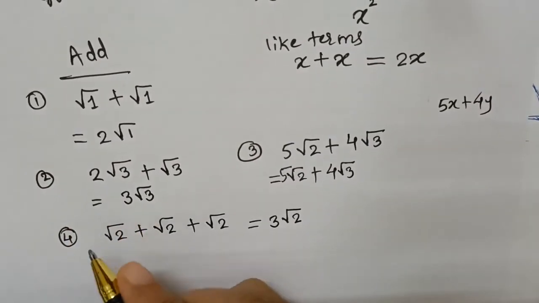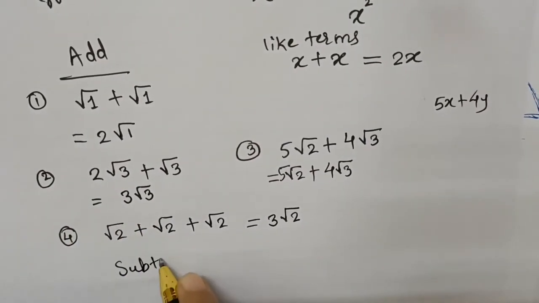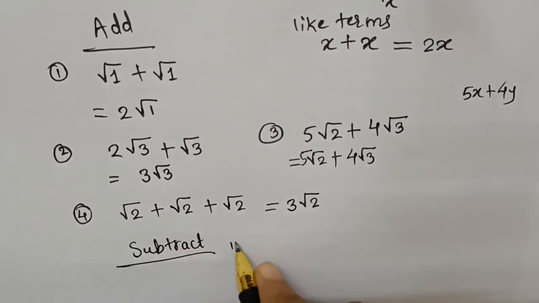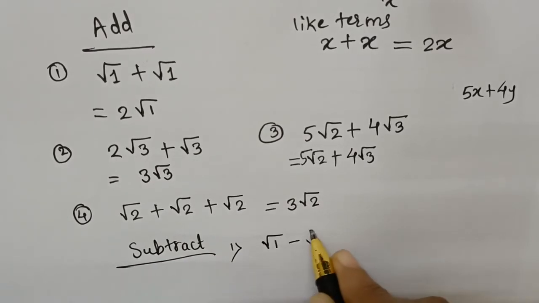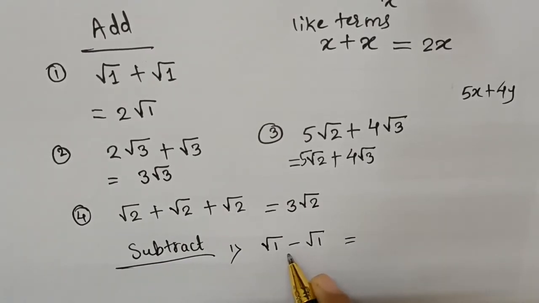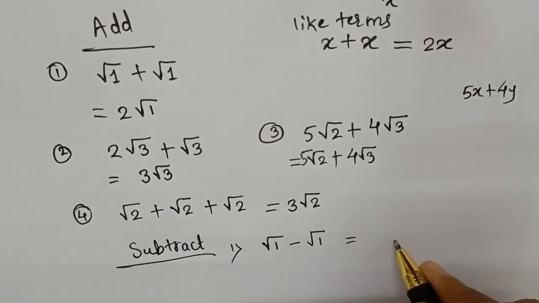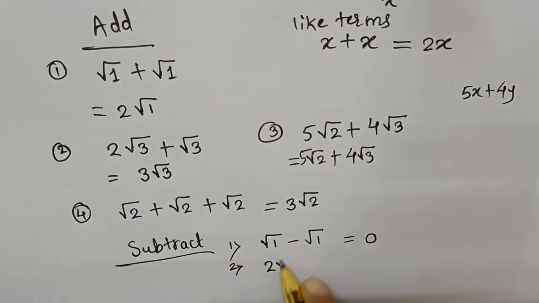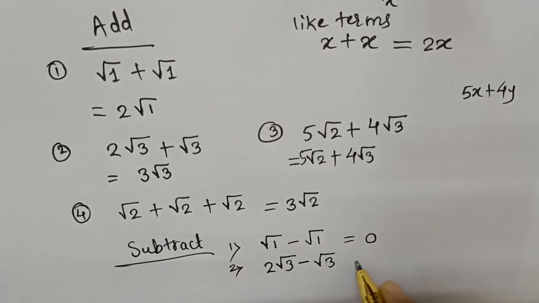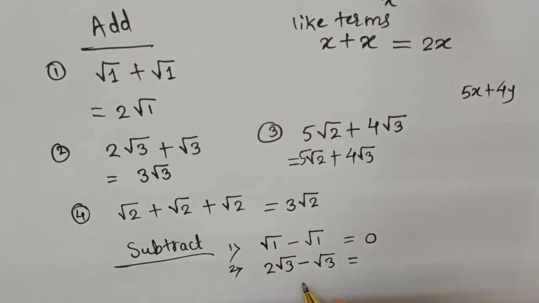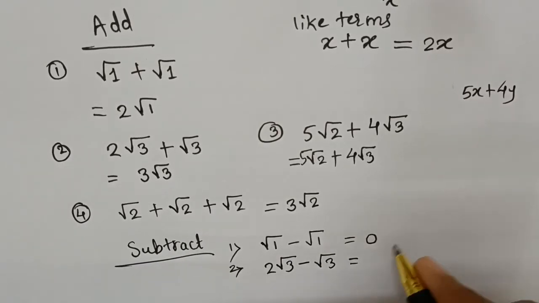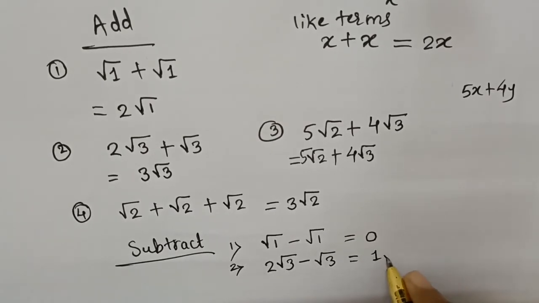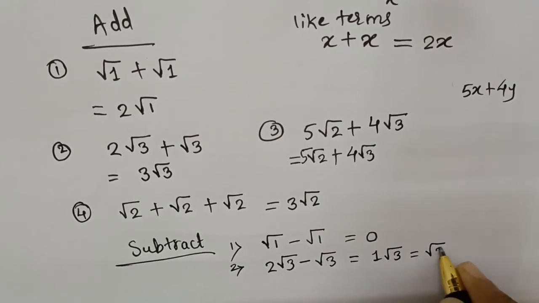In the same way, if I want to do subtraction, if we have subtraction problems, you can simply say, for example, root 1 minus root 1. This is the same as x minus x, same variables. If you subtract, you will get 0 here. Another example: 2 root 3 minus root 3. Consider root 3 as x, 2x minus x like that. So you have just root 3, because 2 minus 1 is 1 root 3, which is nothing but just root 3.